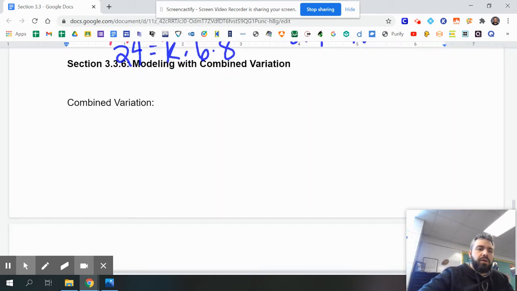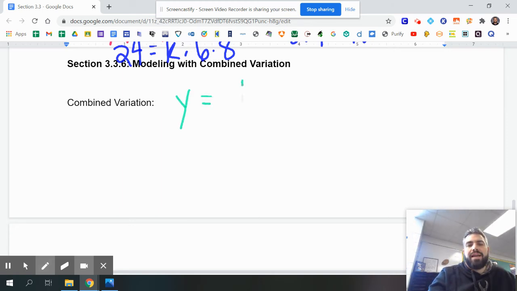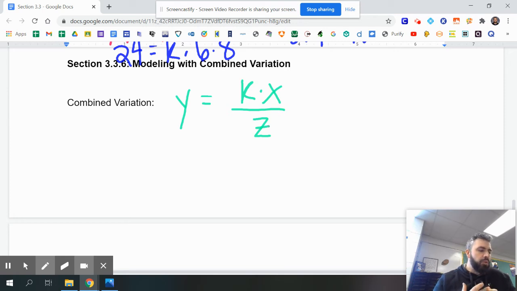All right, now we're going to talk about the last type of variation that we're going to cover, which is combined variation. Combined variation's a little bit different. It's kind of like joint variation, kind of like inverse variation. In fact, it's pretty much a combination of both, right? And that's why we call it combined variation. Okay, so combined variation is this: y is equal to k times x over z. Okay, over z.